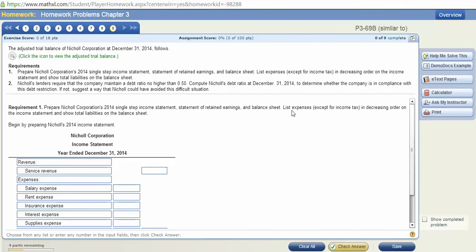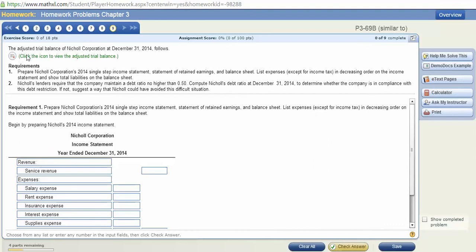Pay close attention. It says list expenses in decreasing order on the income statement and show total liabilities on the balance sheet. Well, look, don't worry about two financial statements at the same time. Let's just focus on the income statement right now. It says on the income statement, list expenses in decreasing order. In other words, dropping, dropping, dropping.